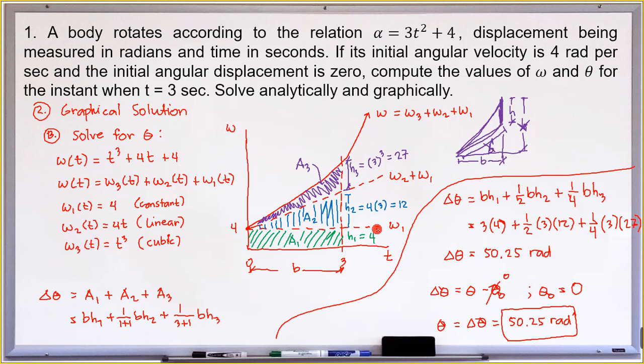As long as the definition of change in displacement is the area below the curve. So if this curve is in terms of angular displacement, I mean, this one is the angular velocity with respect to time, no? So the area here is the displacement. But that is not the final displacement yet, no? The area is just the change in angular displacement.